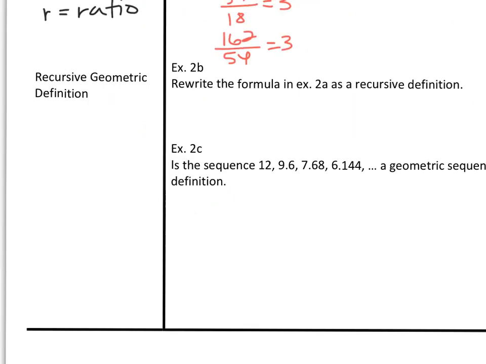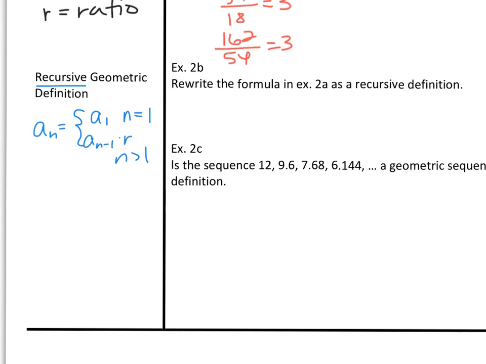The recursive formula, or the definition for a geometric sequence, incorporates the a sub 1 value and that common ratio. It's just written in a different format. We write this as a sub n equals, and then we have that breakdown. A sub 1 when n equals 1, and then we have a sub n minus 1 times r. And those are for values that are greater than 1.